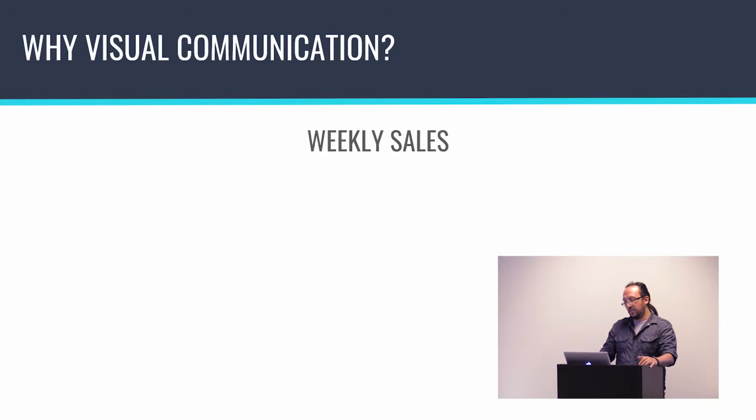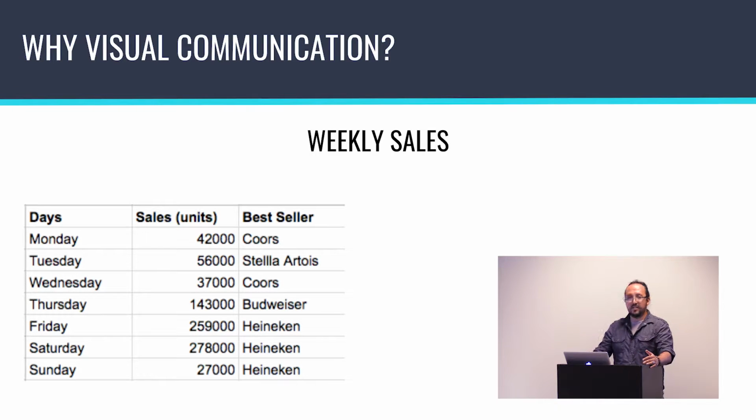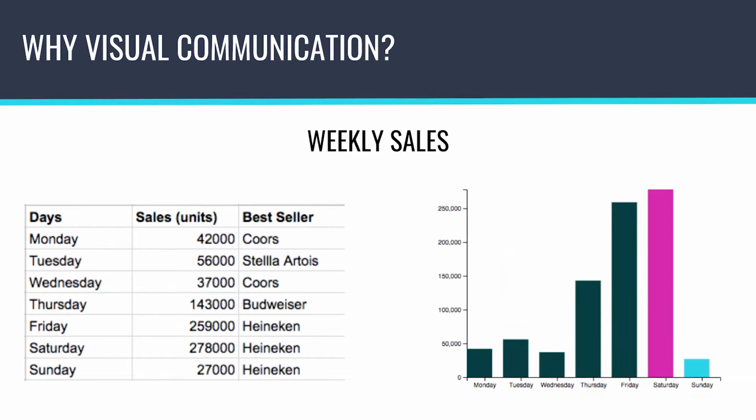So let's take this to our realm. We have this application, and we're going to present this table. It's pretty straightforward. It's weekly sales going from Monday to Sunday. But I think this is a little more eye-catching.